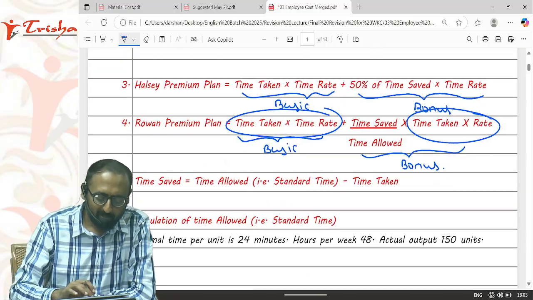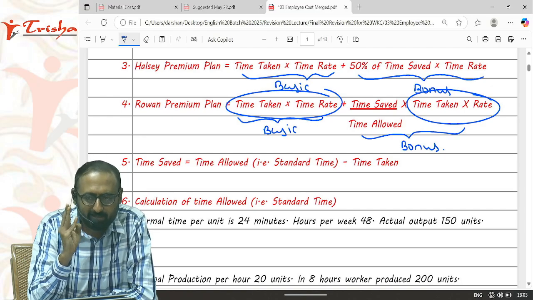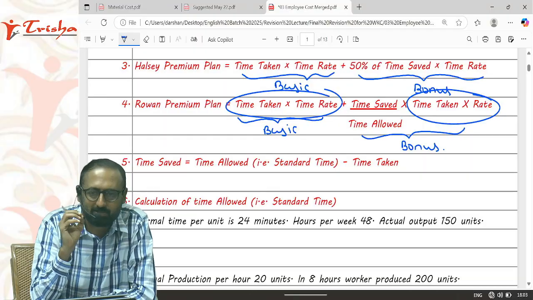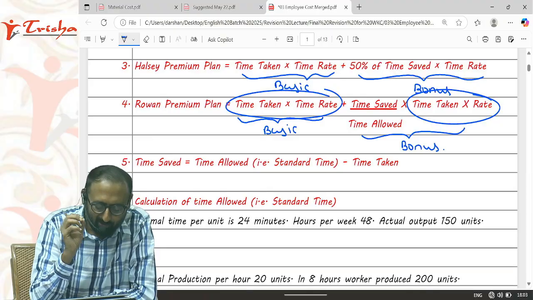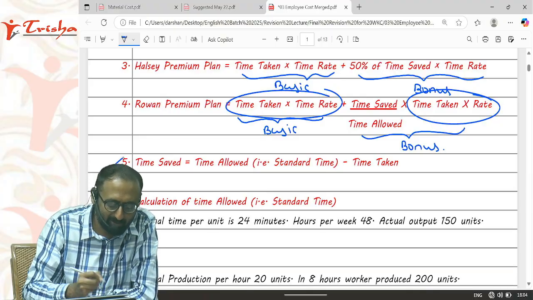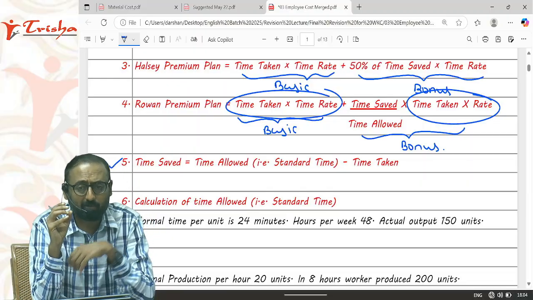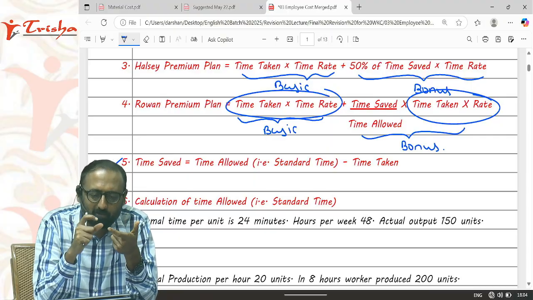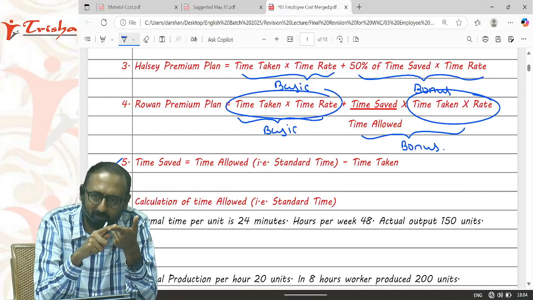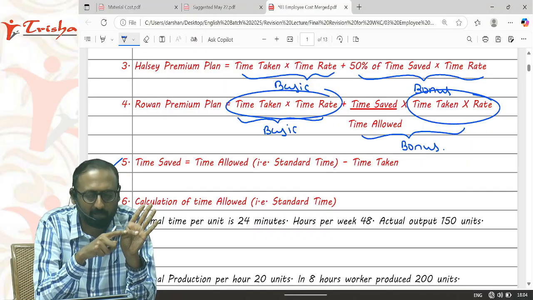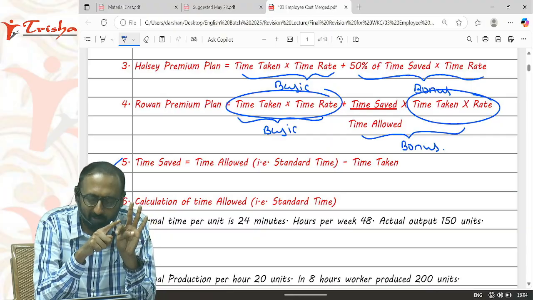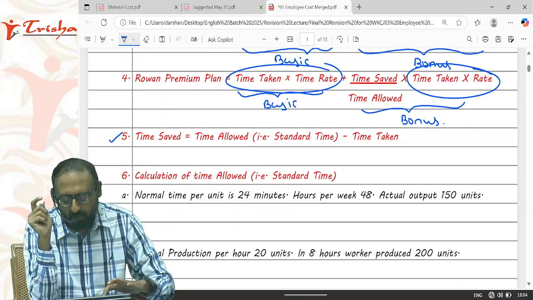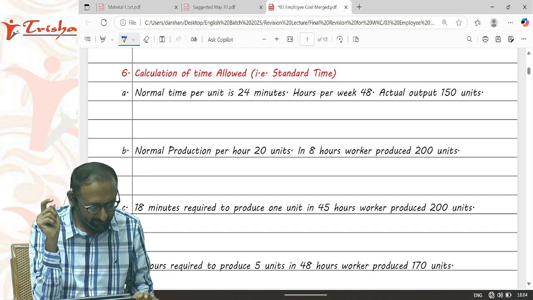Now remember guys, if you want to solve any question of HALSE and ROWAN, the first important step is to calculate time saved and time allowed. Once you calculate time allowed, then you can calculate time saved. Formula for time saved is time allowed minus time taken. If you get a question of HALSE and ROWAN, first make sure whether time allowed is given. If not, first calculate time allowed, compare with the time taken. Time allowed minus time taken is your time saved. Now guys, let's quickly take some examples.